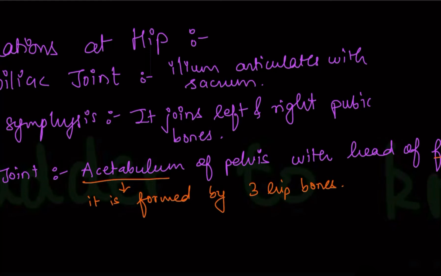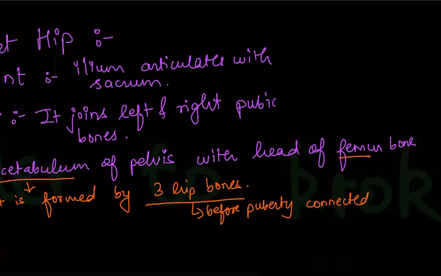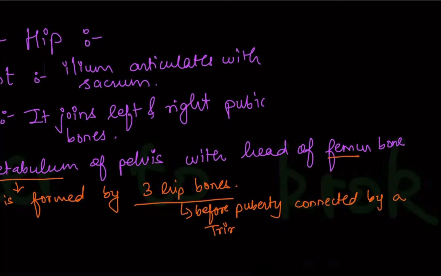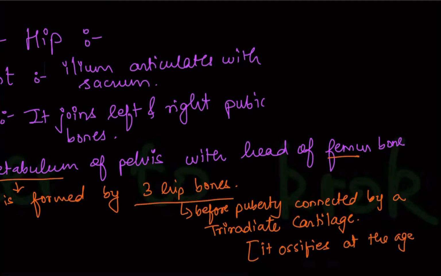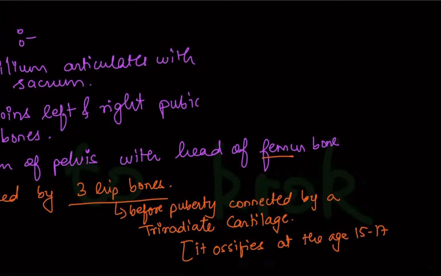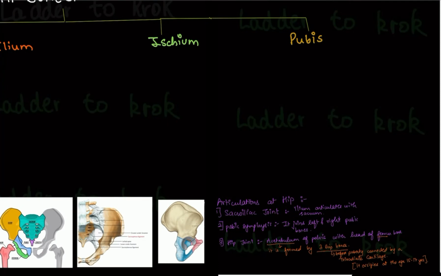Okay, you should know. These three hip bones before puberty are connected by a cartilage which is known as triradiate cartilage. So write down, three hip bones before puberty connected by a triradiate cartilage. Okay, so it ossifies. This triradiate cartilage will ossify at the age of 15 to 17 years. Okay, so these were some extra points about the hip.